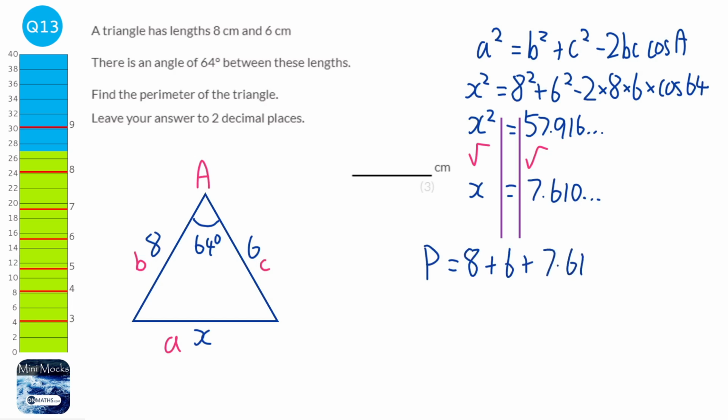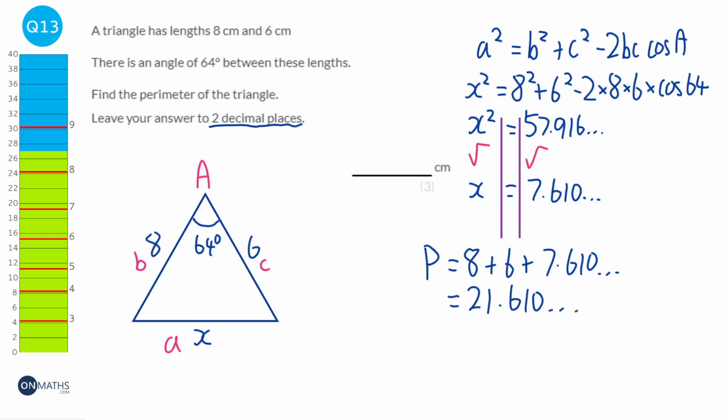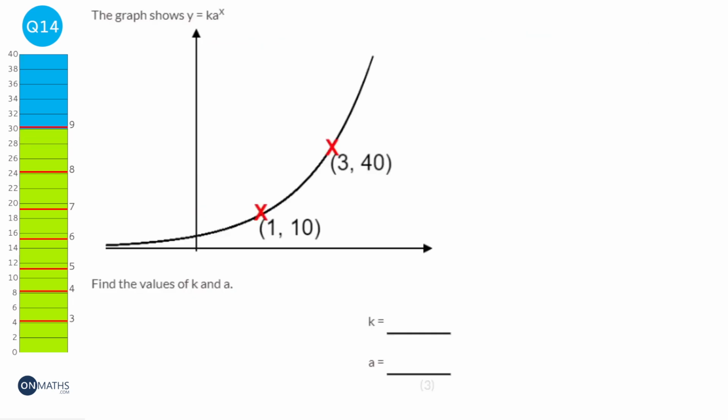that 7.610... I've still got on my calculator, and that equals 21.610... It says it wants it to 2 decimal places, so it will be 21.61.